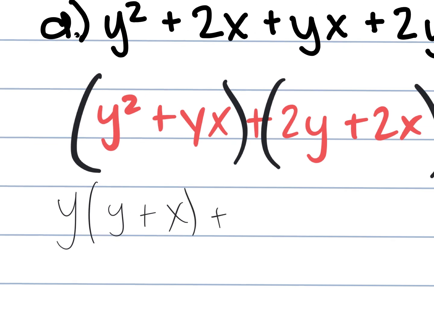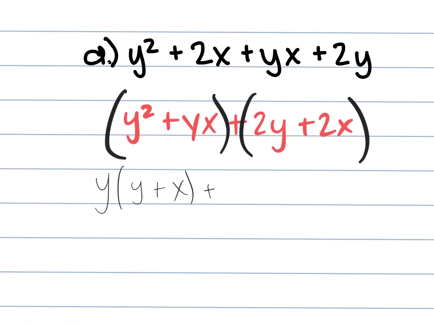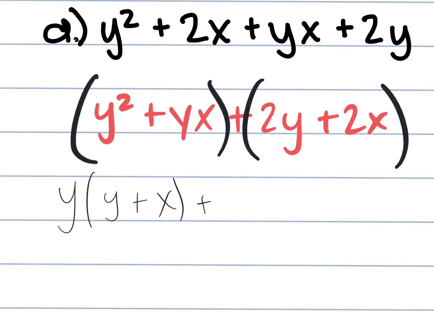What's the GCF of the second two, Mia? Is it a YX? Nope. Addison? 2. Very good. What's left over after we factor out a 2, Addison? Y plus X. You're so good. What do you notice? Match. Are we happy? Yeah, there's a match.